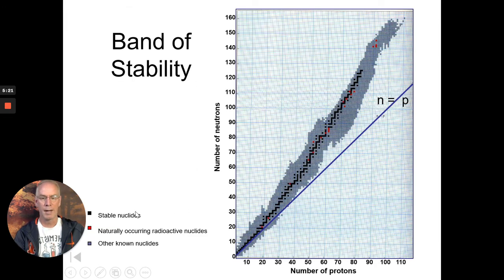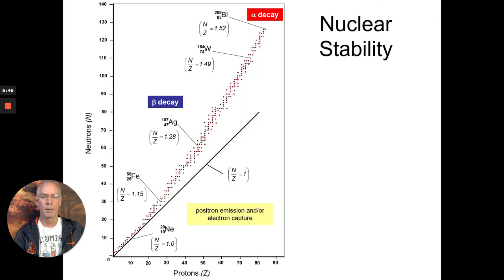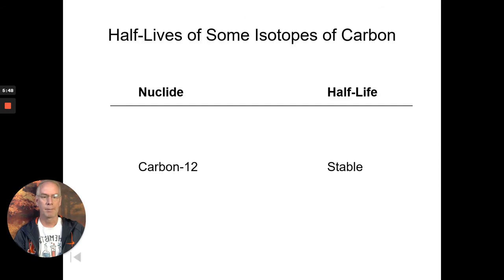This one is showing the black ones occur in nature, and the red ones are naturally occurring radioactive. Again, not a lot of important details there. This one is talking about alpha decay and beta decay to return to this band of stability. And I can show that better maybe on my next slide for you. Okay, so let's look here. Nope, not that one. How about this one?